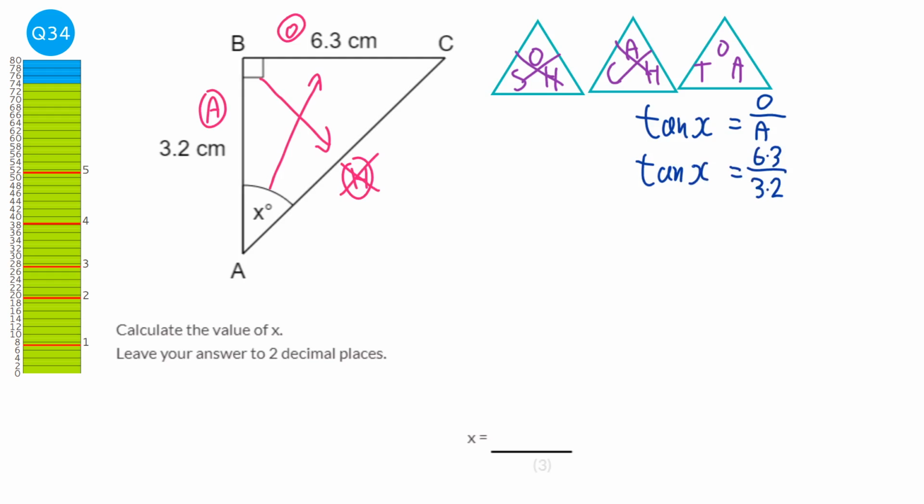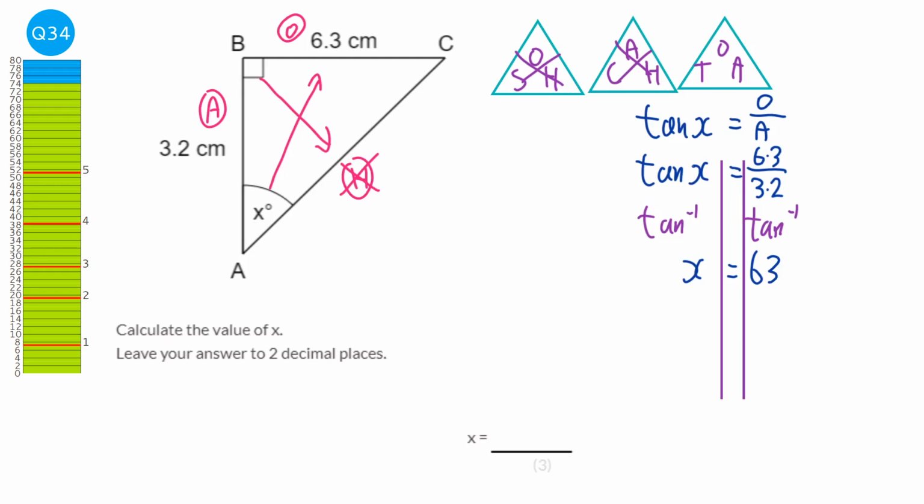And we're going to put our solving lines in. We're going to get x on its own, and to do that, we're going to do the opposite of tan both sides, which is called the inverse tan. To do that, you press shift or second function tan on your calculator. And then we get x equals the inverse tan of 6.3 over 3.2, which is going to be 63.072, and so on.